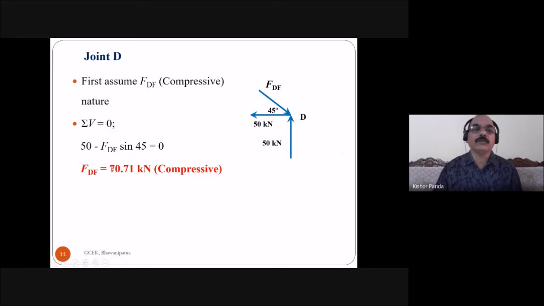So here also you got the positive value. So the assumed direction of this force is correct. So the force is compressive in nature. So here you got the force in all the members.